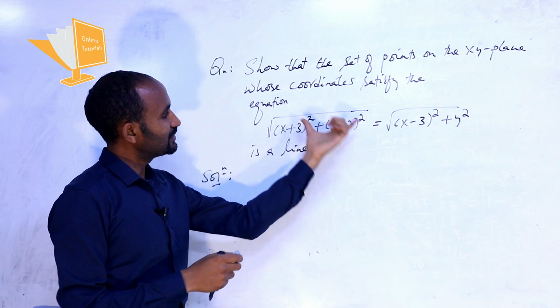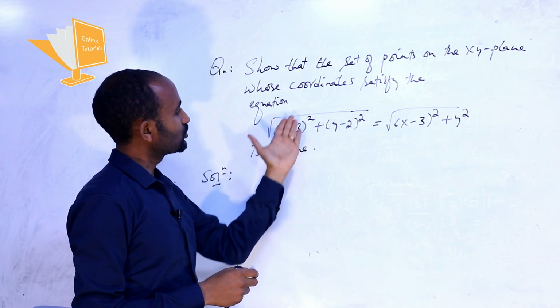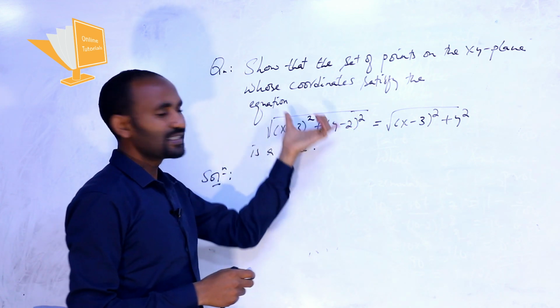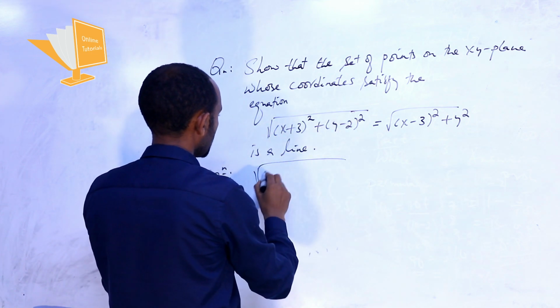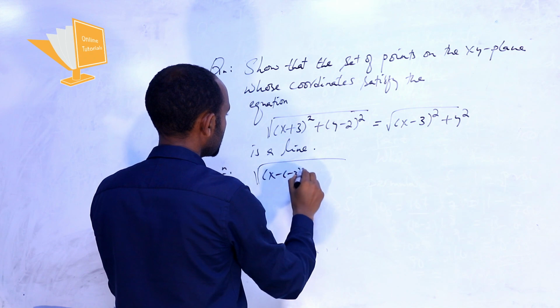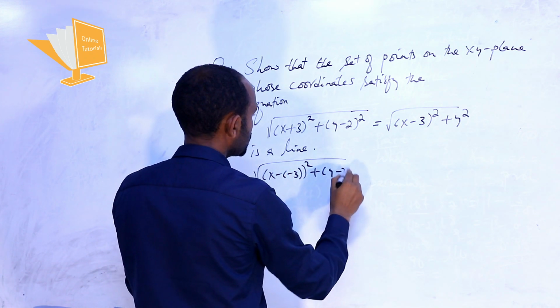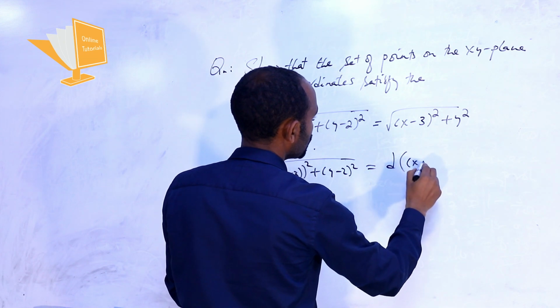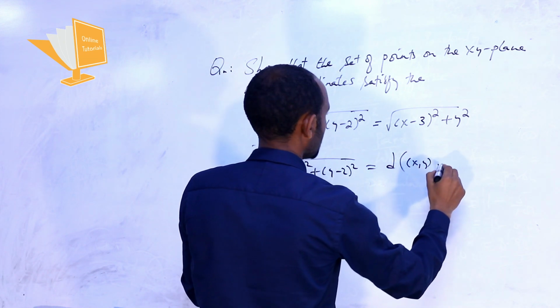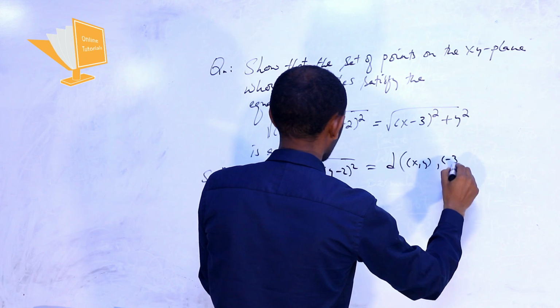First, this expression, the square root of (x plus 3) squared plus (y minus 2) squared, is nothing but the distance between two points. This is the square root of (x minus 3) squared plus (y minus 2) whole squared, which is nothing but the distance between the points (x, y) and (minus 3, 2).